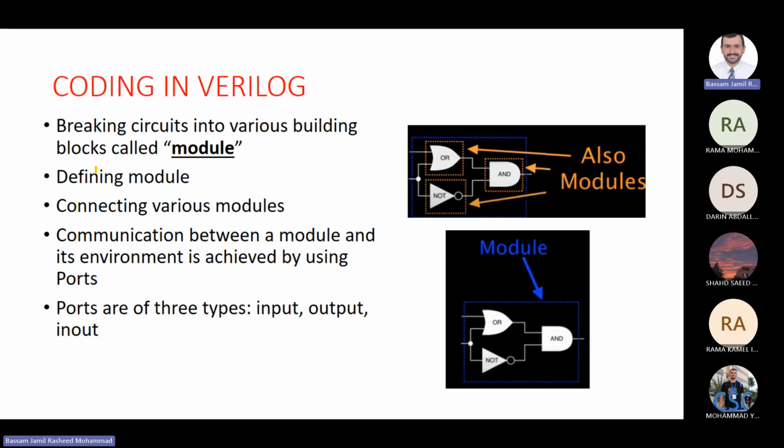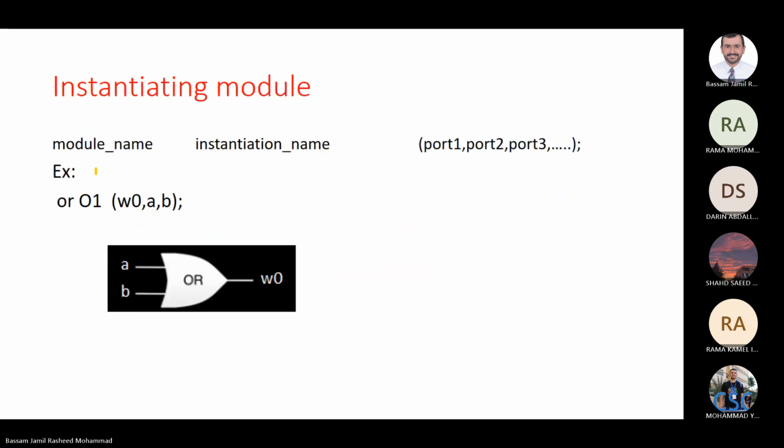All right. So for example, let's take just a simple OR gate here, which I already defined. I have defined the module for it. Now I need to do instantiating of the module. This is a key thing. Once I define a module, I instantiate it, meaning I use it. In object-oriented programming, this is when you create an object out of a class.